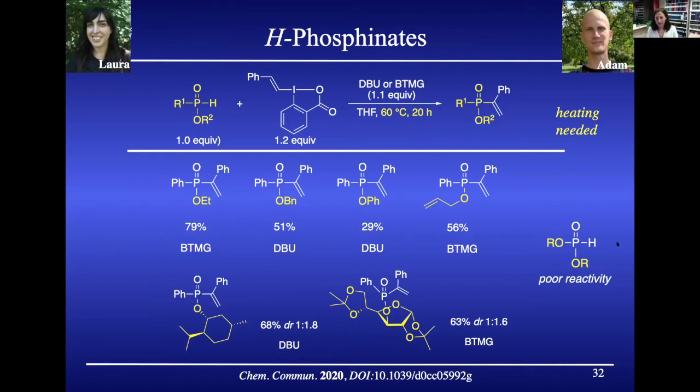And again, the limiting case was over here. When we have two oxygen substituents, we no longer could isolate the product very well. So the phosphonates were out of our scope.